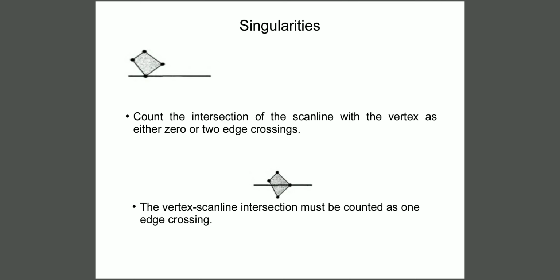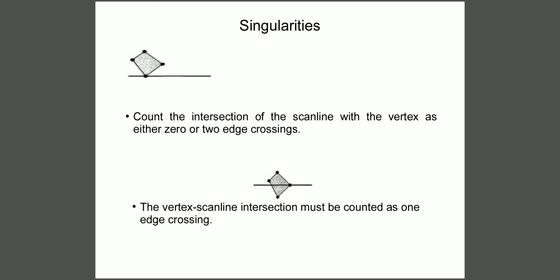In the same way, consider the second case. Here also the scan line is intersecting a vertex of a polygon. In this case, the intersection of the scan line with the polygon needs to be considered as one intersection, because the scan line has already intersected one edge of the polygon previously, and next it is intersecting a vertex. So all the pixels between the first intersection and the second intersection need to get updated. So in this case we consider it as one intersection.